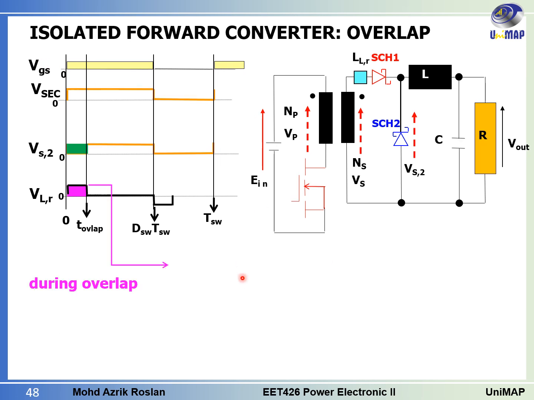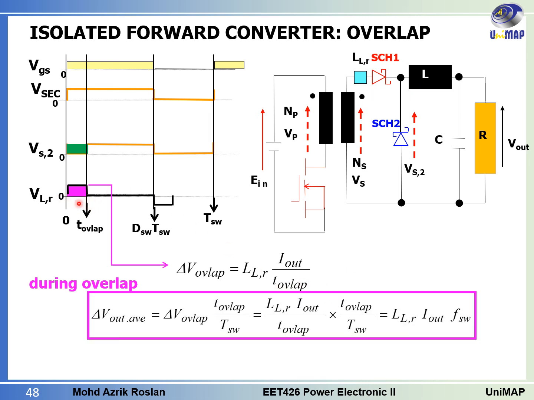Now we will look at the voltage reduction that we have due to the leakage inductance effect. The amount of voltage here during this period is delta V overlap equals the leakage inductance multiplied by I out divided by T overlap. The I out is the current flowing through this point, and the T overlap is the duration at this point. But to understand the overall reduction, we have to analyze it for the whole switching period, from here to here.